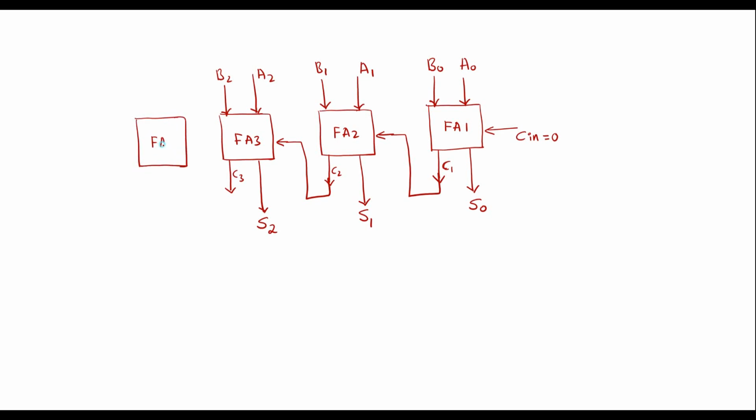So now to add the MSB bits I should use one more full adder, that is FA4. Here the inputs are, one is B3, another input is A3. Here the carry input is the carry output of the previous stage and it produces the output as S3 and it produces the final carry, that I will call it as Cout. So this is the block diagram of 4-bit parallel adder.